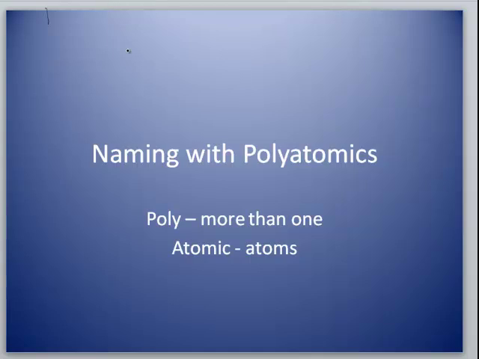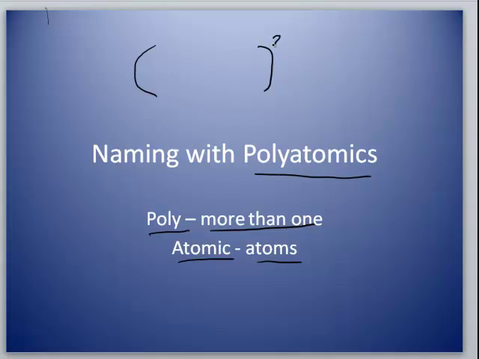Okay, we're going to continue our discussion of naming with what we call polyatomics. The word polyatomic, poly meaning more than one, and atomic obviously meaning atoms. So basically, a polyatomic is when you take a grouping of atoms and that whole grouping is going to have a charge. For example, we could have sulfur with 4 oxygens and the grouping here would have an overall charge of 2 minus.